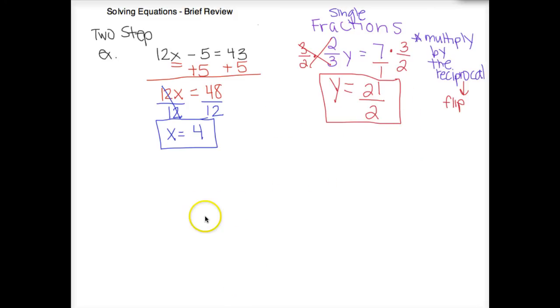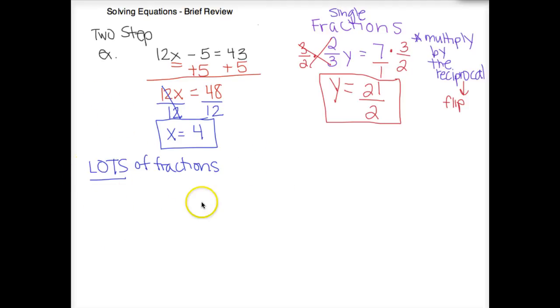So while we are on the subject of fractions, let's look at one where we have lots of fractions. And most of these probably aren't going to come out as nice whole numbers, and that's okay, because in real life, things don't come out as nice whole numbers.